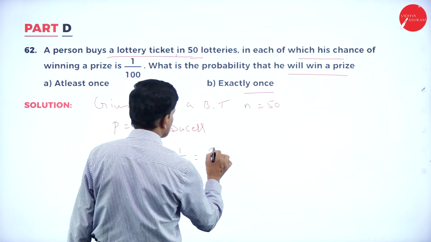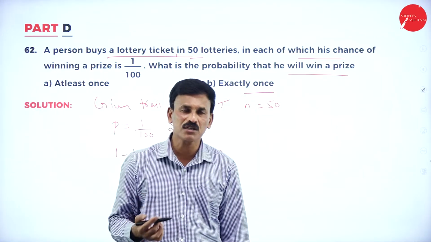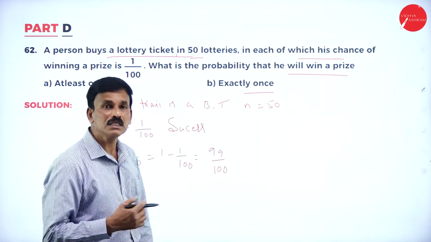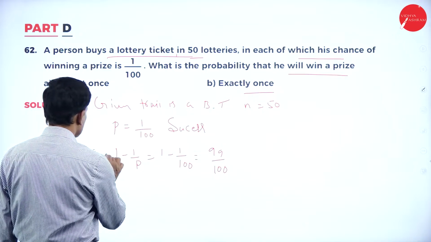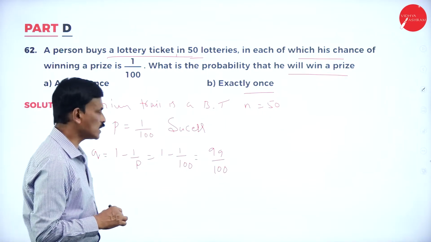That is 100 minus 1, which is 99 by 100. What is this? That is called not winning the prize, and this is denoted as Q. Therefore, P is equal to 1 by 100, and Q is equal to 99 by 100.